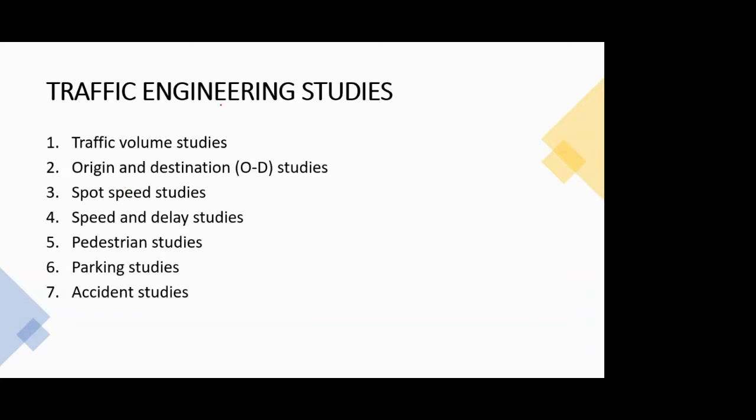So traffic engineering studies or surveys, you can say, are one and the same. It broadly includes 7 types of studies. Okay? Traffic volume, origin and destination, that is also known as the OD survey. Then spot speed and delay, pedestrian study, parking, and accident studies. Okay? And then within those you might have 1 or 2 surveys within the studies themselves. Like in the traffic volume study, you have some 2 to 3 types of surveys that you can have. Okay? But in a broad way, you can classify it into the 7 types.